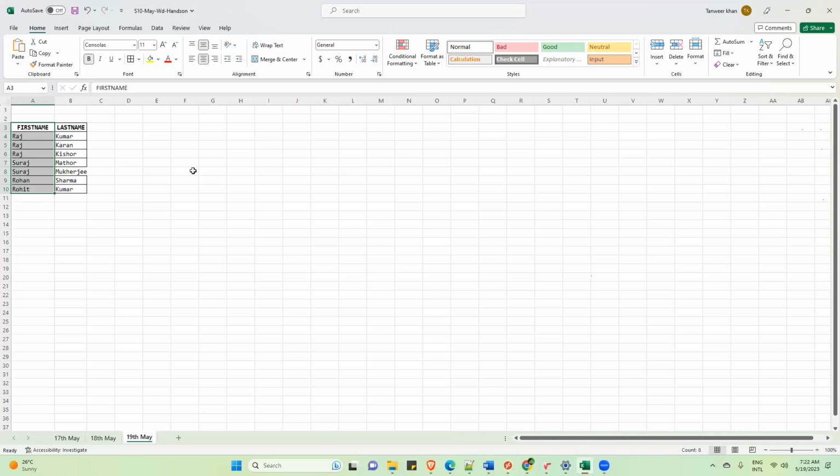Raj. Raj Kumar, right? Now, why Raj? Why not Rohan or why not Rohit? Because in Raj, Rohan and Rohit, the first letter R is the same. So the system will check the second letter. When the first character is the same, the engine will check the second character. Here it is O and here it is O, but in Raj the second character is A. So that's why Raj will be displayed before Rohan Sharma and Rohit Kumar.